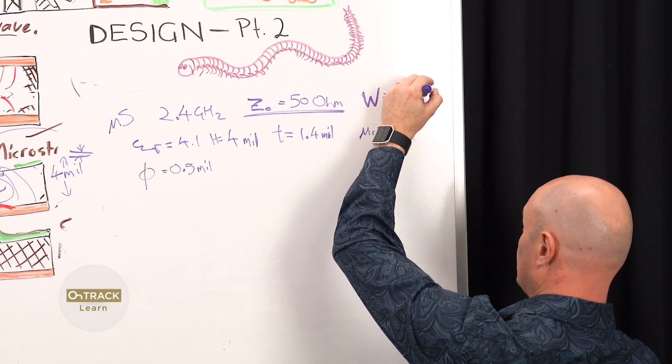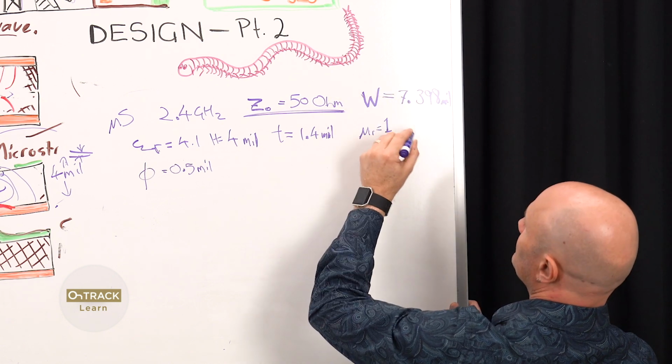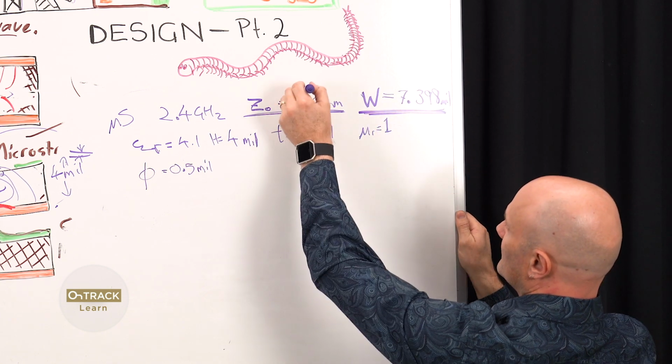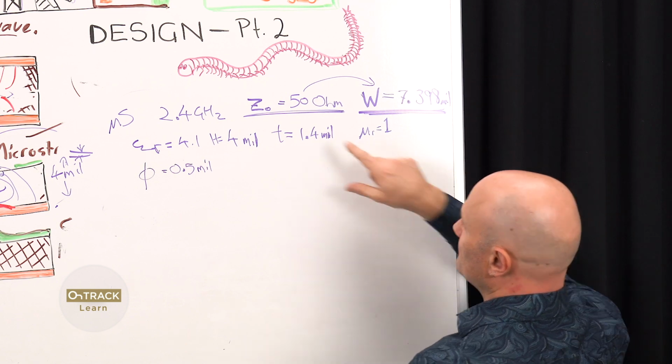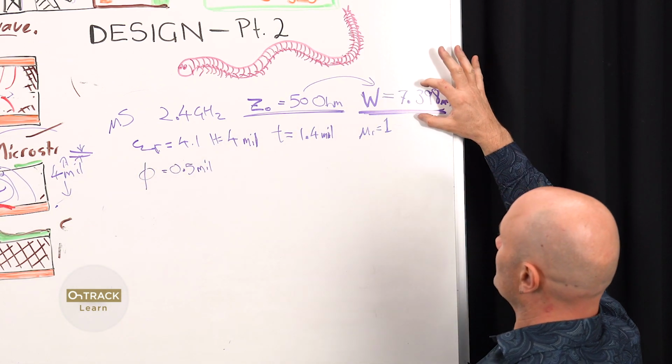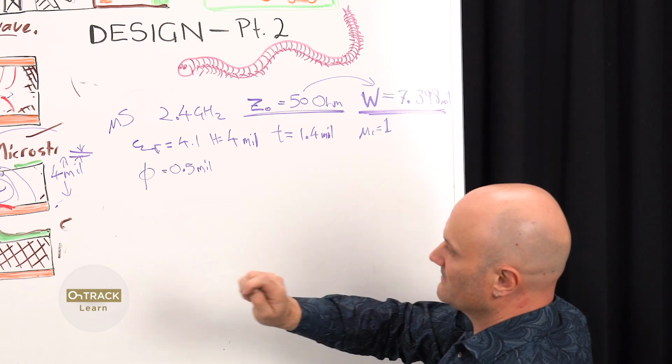of 7.398 mil. So about 7.4 mils width. That's the first thing that we synthesize from getting a 50 ohm trace with a 4 mil gap there. We need a 7.4 mil wide trace.